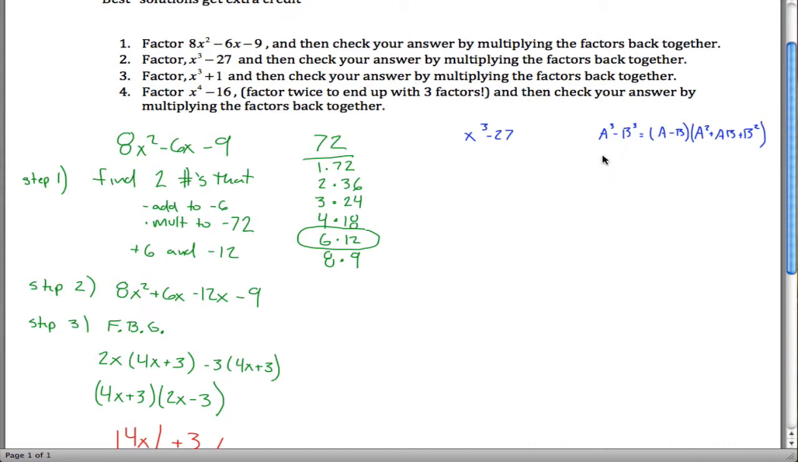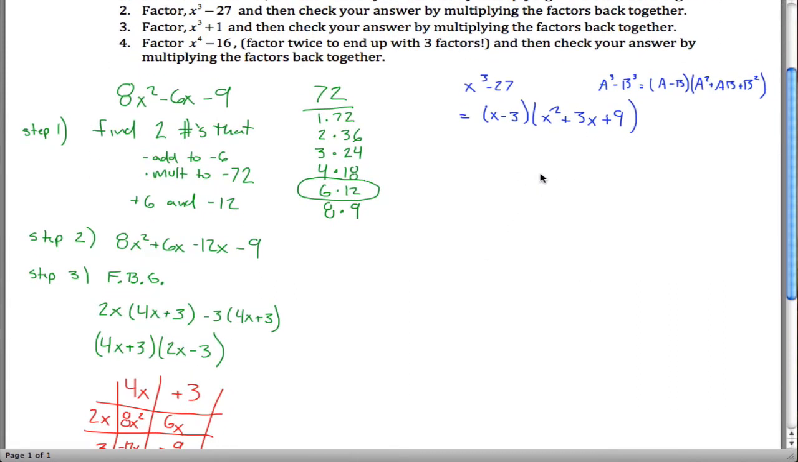my b is 3. So what I can say is x cubed minus 27 is the same as x minus 3 times x squared plus 3x plus 9. So this factors to this. We can check our answer. Apparently my checks are in red, by doing x squared plus 3x plus 9 times x minus 3. Do the old box method here.